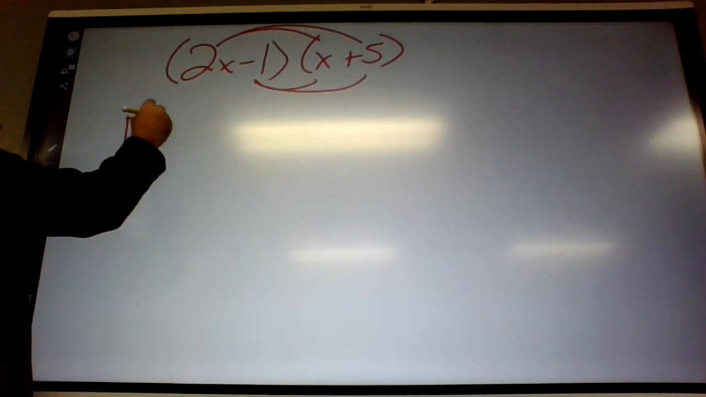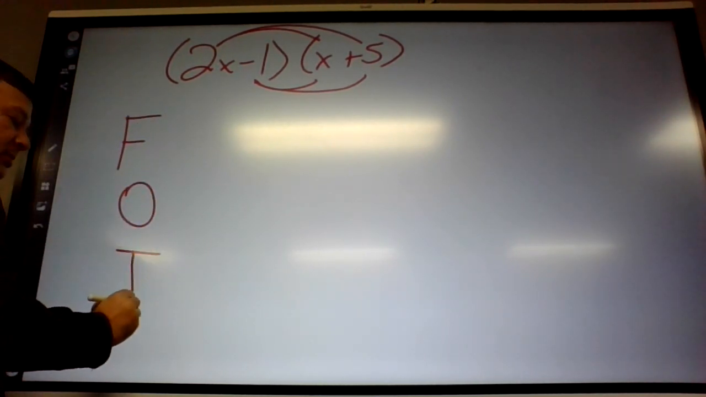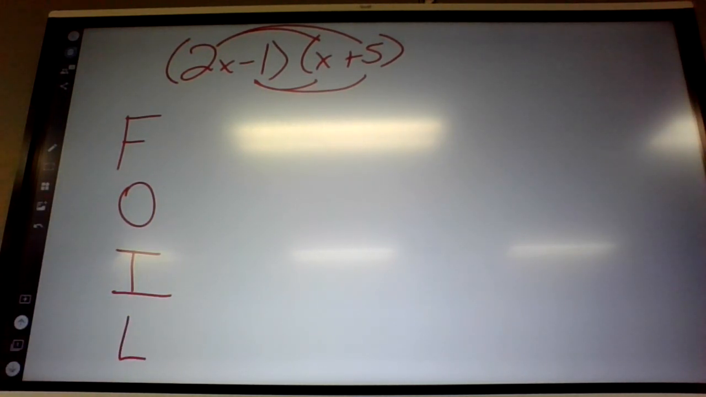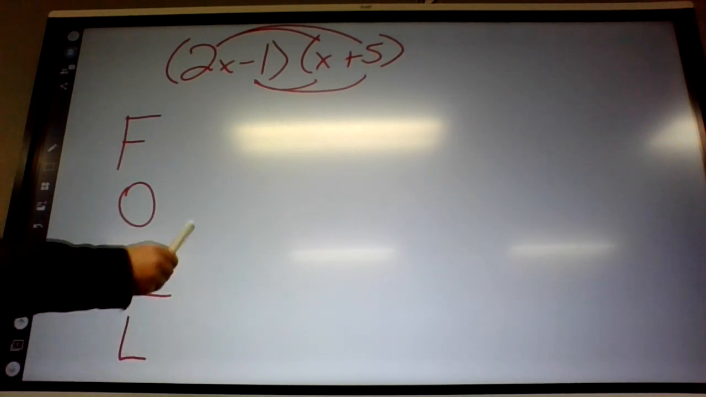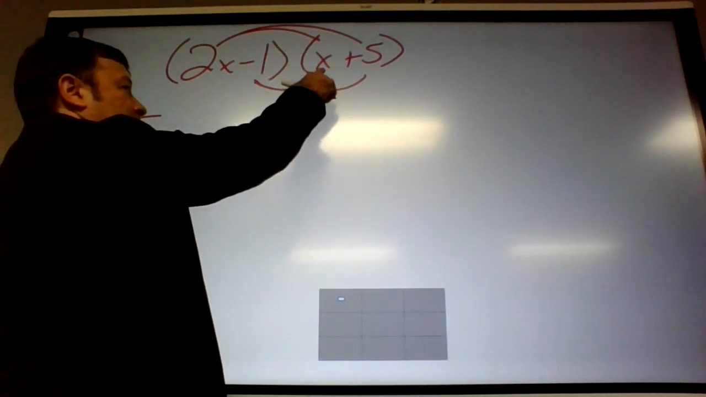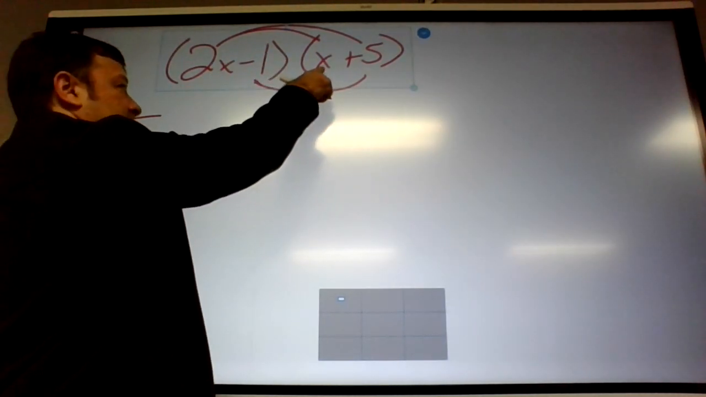And somebody came up with this acronym called FOIL. You guys heard this before? Yes. First, outer, inner, last. First, outside, inside, last. So what do they mean by first? The first means the first terms in both polynomials get multiplied together. So in this case, it would be 2x times x.